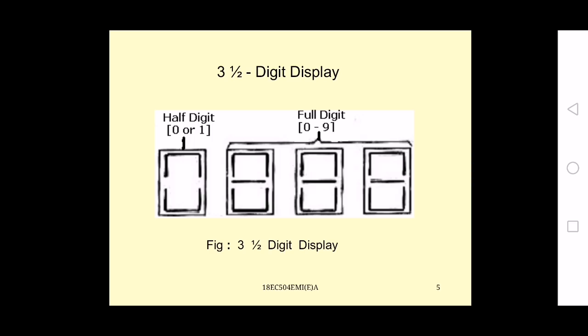You can have 1999. So by using this half digit, you are increasing the range from 0 to 999 to 1999. You can take a screenshot or you can note down this diagram of the 3 and a half digit display.